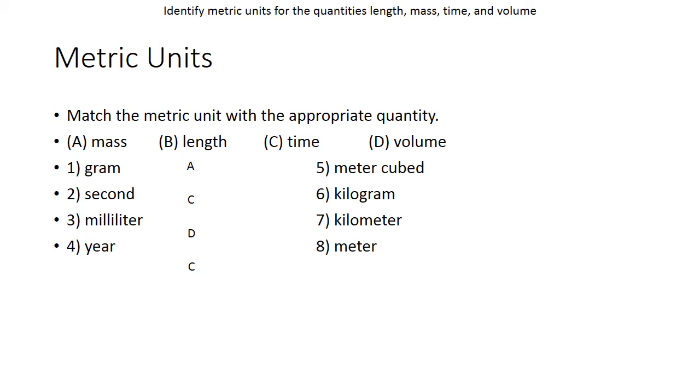Meter cubed. Now notice it's meter cubed. If it was just meter, it would be length. But because we've cubed it, we've taken meter times meter times meter, so length times width times height or depth, whatever you want to call it. That gives us a volume unit, so D. Kilogram is a unit of mass, so A. Kilometer, notice not kilogram now, kilometer, is a unit of length. How far is it from one point to another? So B. And then meter, also a unit of length, so B.